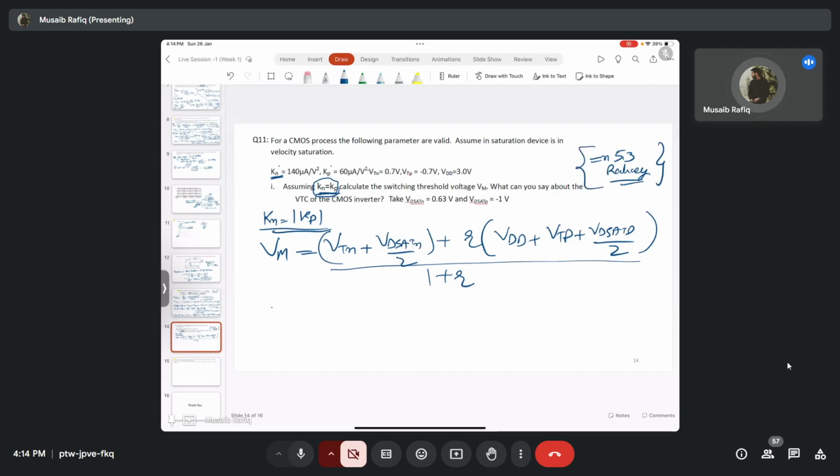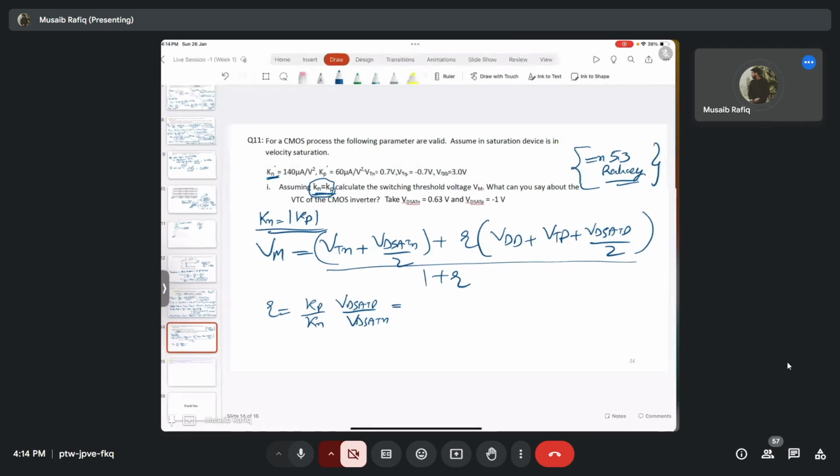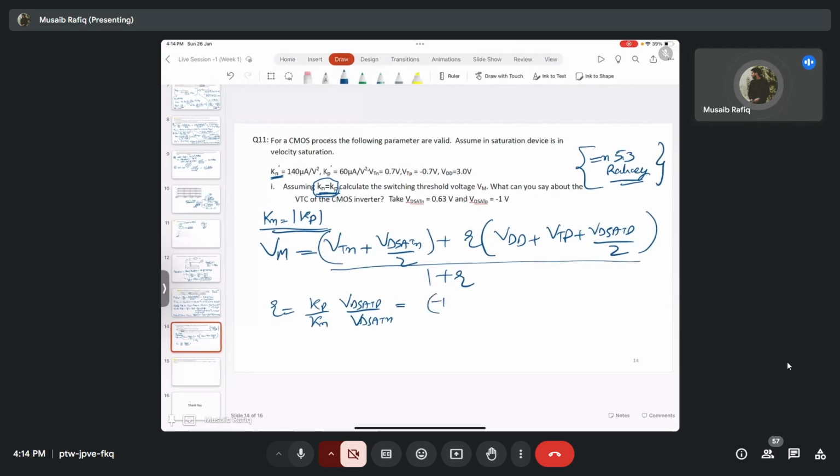So R, now let's compute R. R is equal to Kp by Kn times Vdsat p by Vdsat n. Since Kp is equal to Kn, once we divide Kp by Kn, the ratio comes out to be 1. But since Kp is negative, it will be minus 1. And Vdsat p is given to be minus 1, and my Vdsat n is equal to 0.63. So this comes out to be 1 by 0.63, that is 1.587.